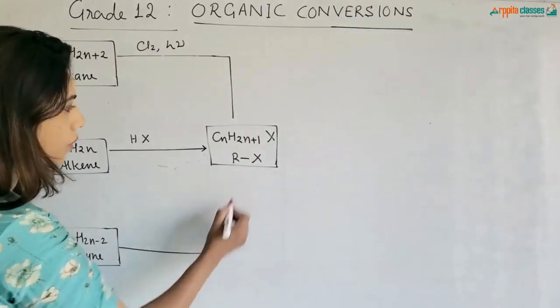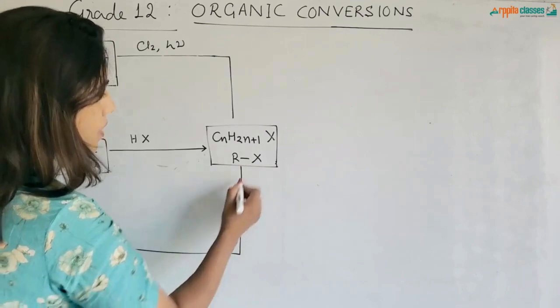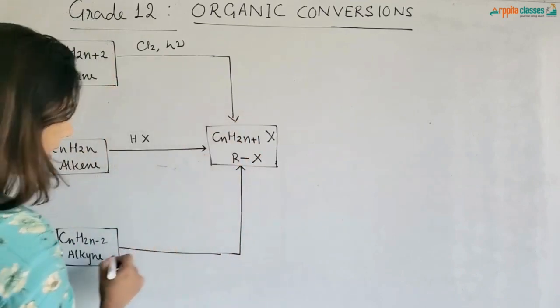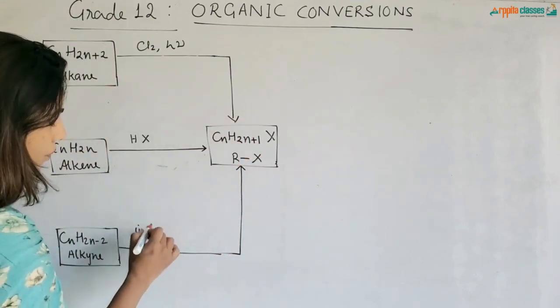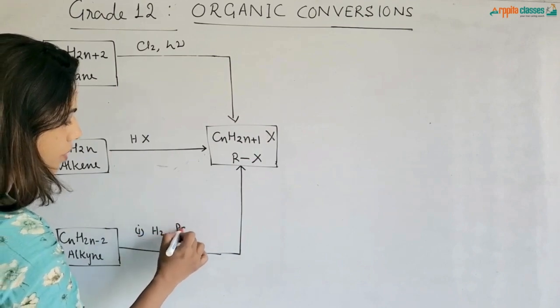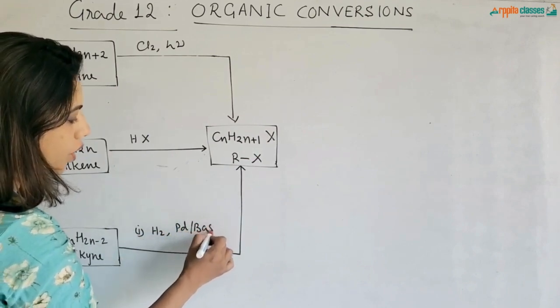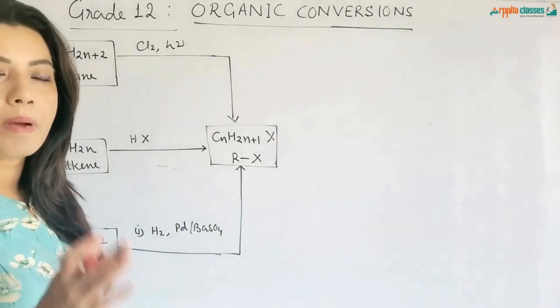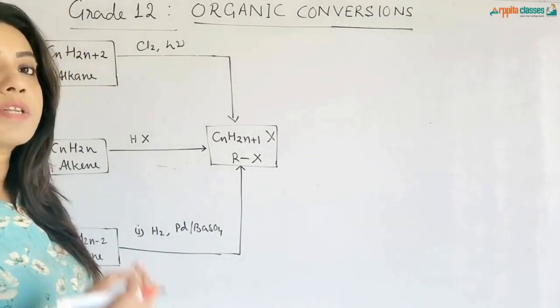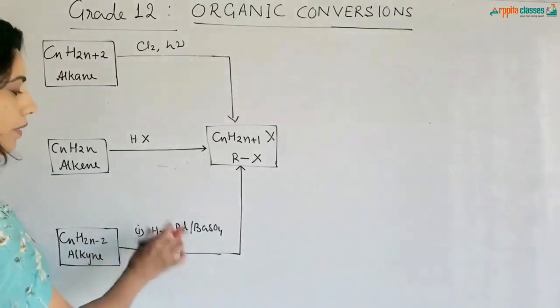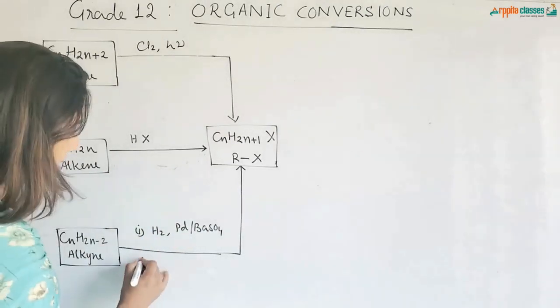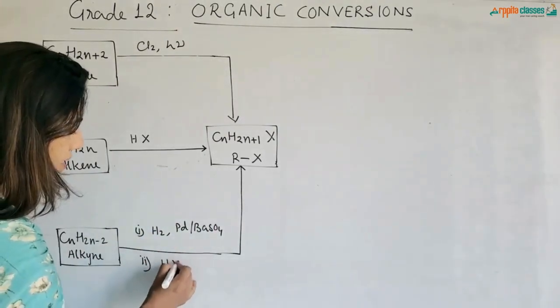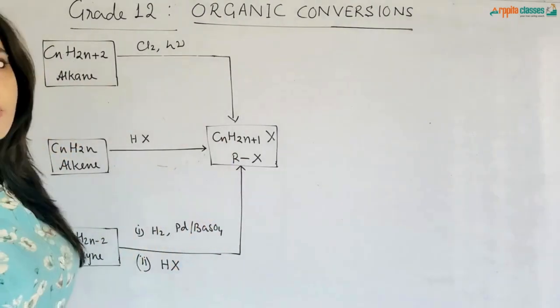From alkyne to haloalkane, first we will convert alkyne to alkene with hydrogenation in presence of Pd and BaSO4, which allows the hydrogenation to happen only partially, that is partial hydrogenation or partial reduction will take place. Alkyne will convert into alkene, and then in the second step we will add HX so that it converts into haloalkane.